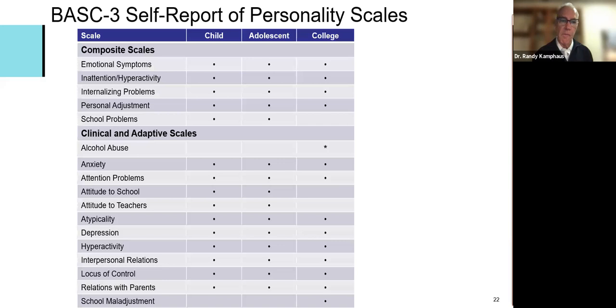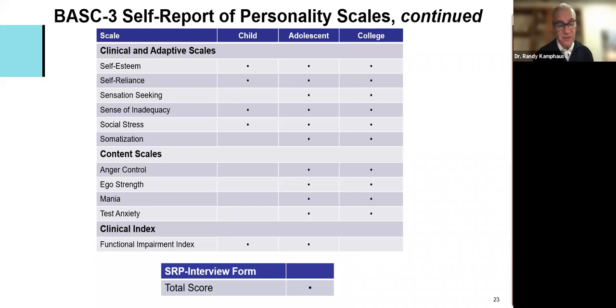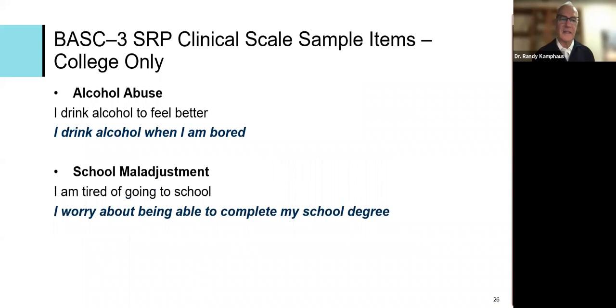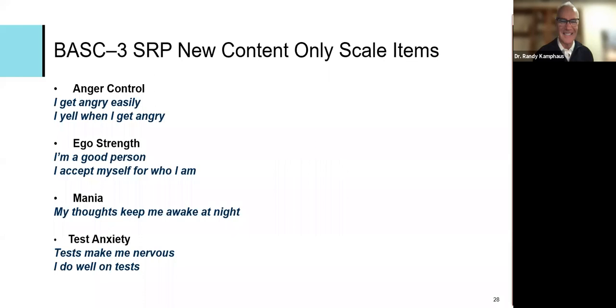Self-reported personality. For those of you who have used these scales previously, you're aware of the clinical and adaptive scales. Next slide, please. It covers a lot of ground, as you can see, for the self-report and the content scales. You see 4 of them at the bottom there and a functional impairment index at the child and adolescent level. Next slide, please. I'm going to skip through this one as well, since you're probably familiar with it. Next slide, please. And the next slide, please. One more, please. It's very comprehensive.